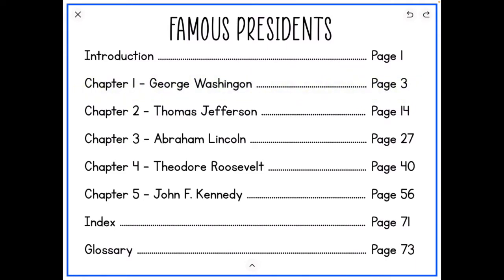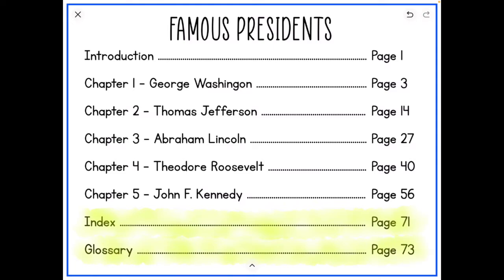Next up is Chapter 2, Thomas Jefferson. Information about Thomas Jefferson can be found on page 14. Next is Chapter 3, with information about Abraham Lincoln found on page 27. Then we have Chapter 4 on page 40, giving us information about Theodore Roosevelt. Then on page 56 is Chapter 5, all about John F. Kennedy. In the last two sections of the table of contents, we have the index found on page 71 and the glossary found on page 73.